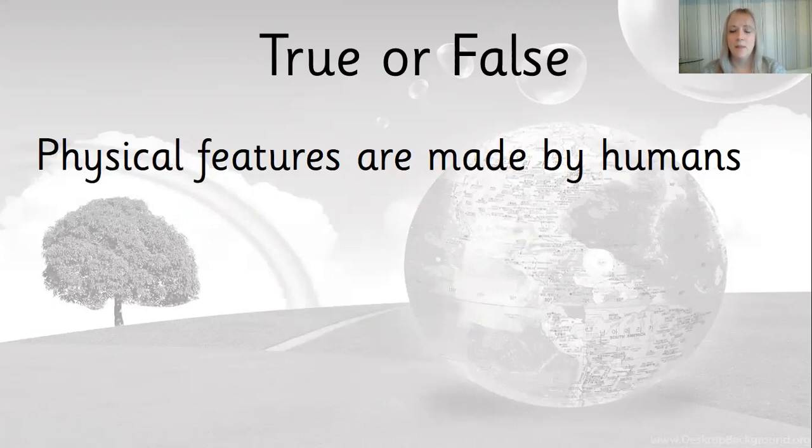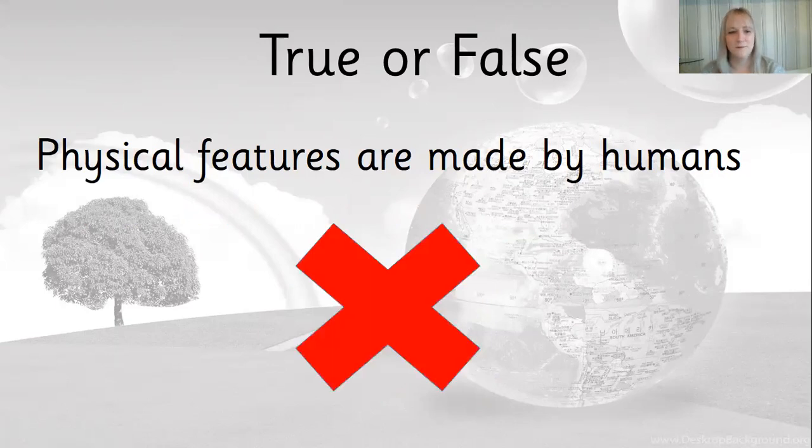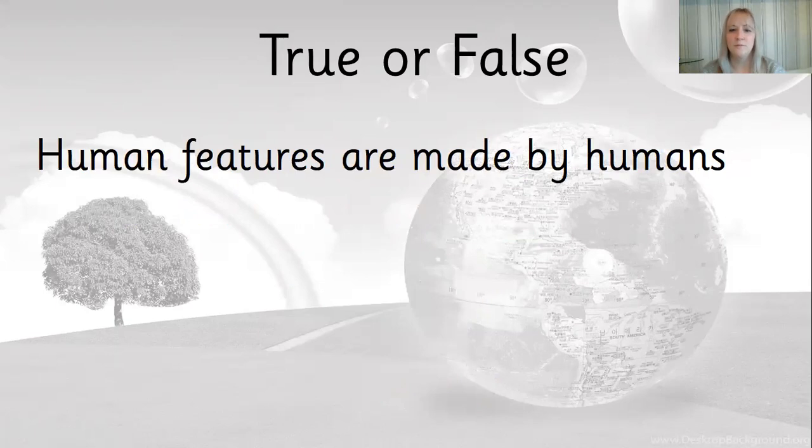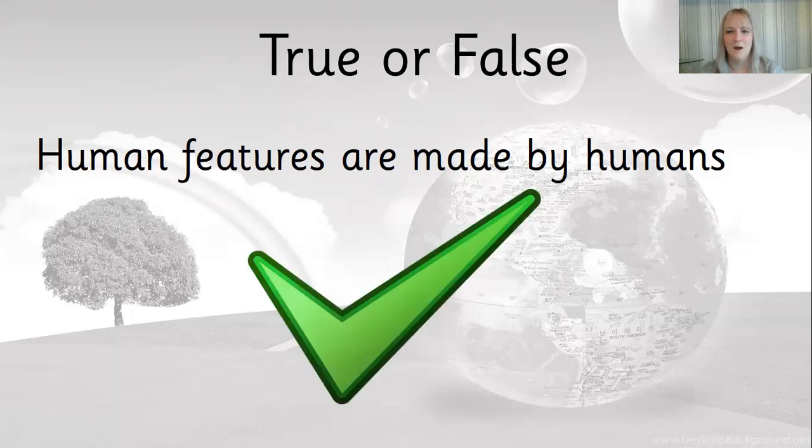Physical features are made by humans. And this is false. Of course it's false. We know that physical features are natural. They're not made by people. Human features are made by humans. It gives it away in the title, really, doesn't it? Human features are made by humans. Hopefully you all got that one as being true.